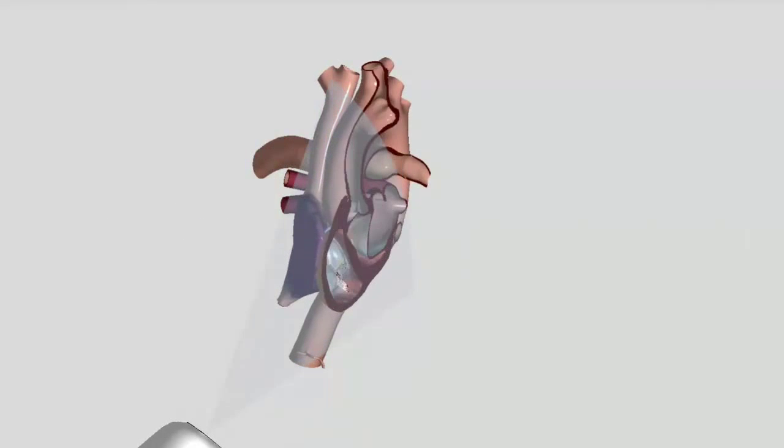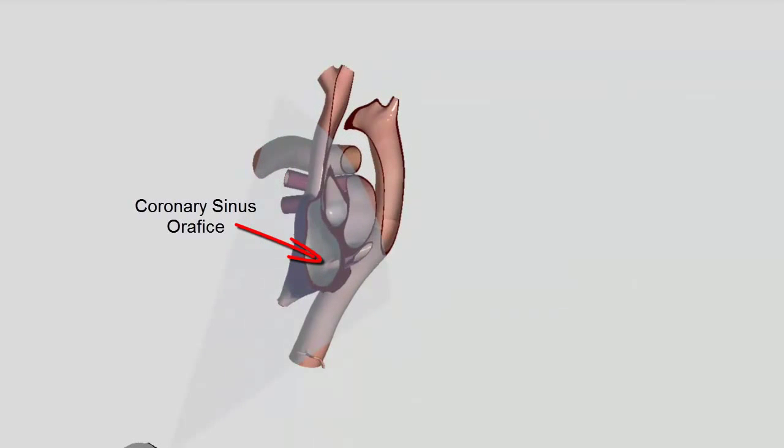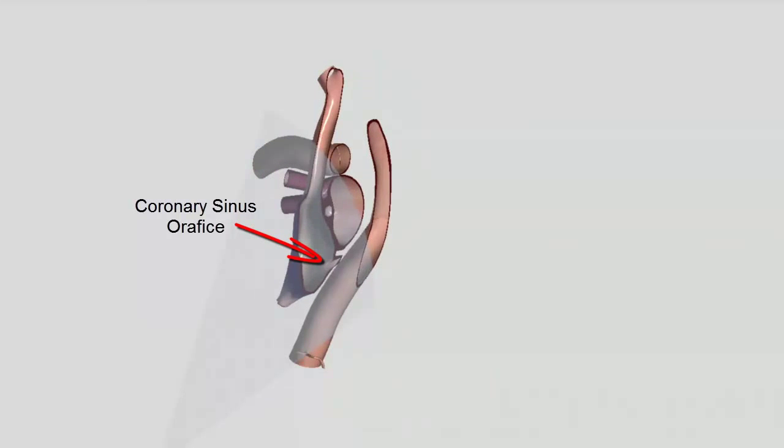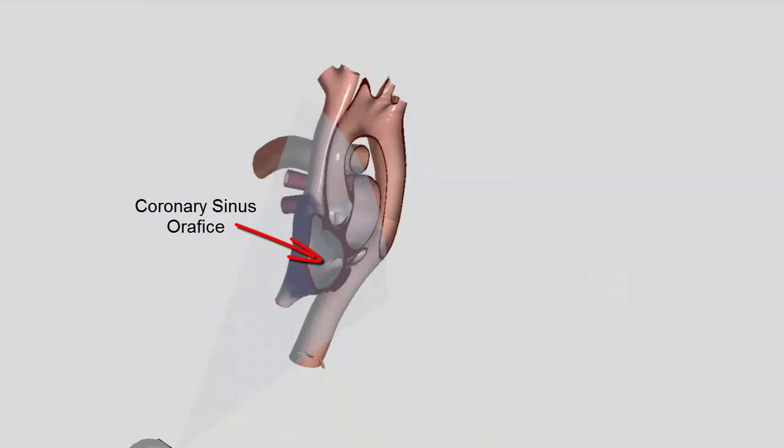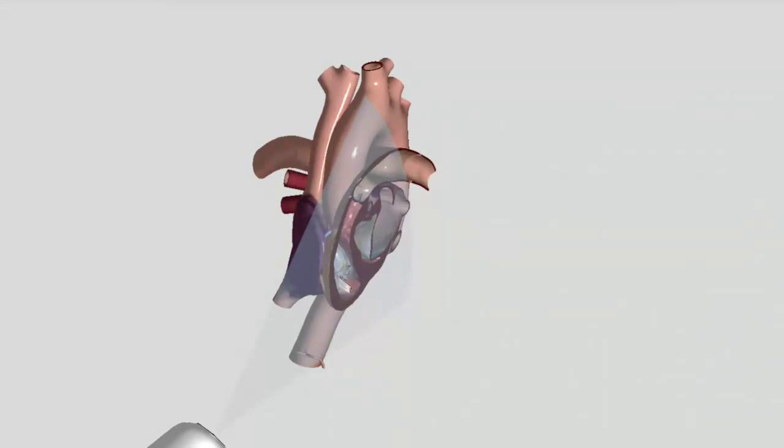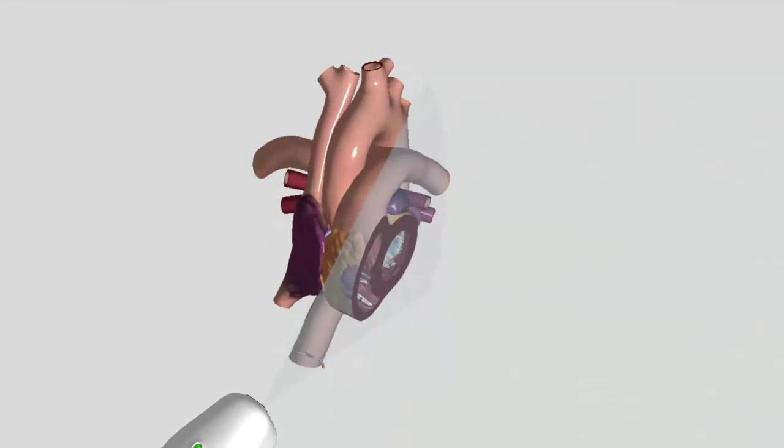Now we can see here the opening of the coronary sinus, and we're going to follow this around as we see where the outflow of the great cardiac vein begins.